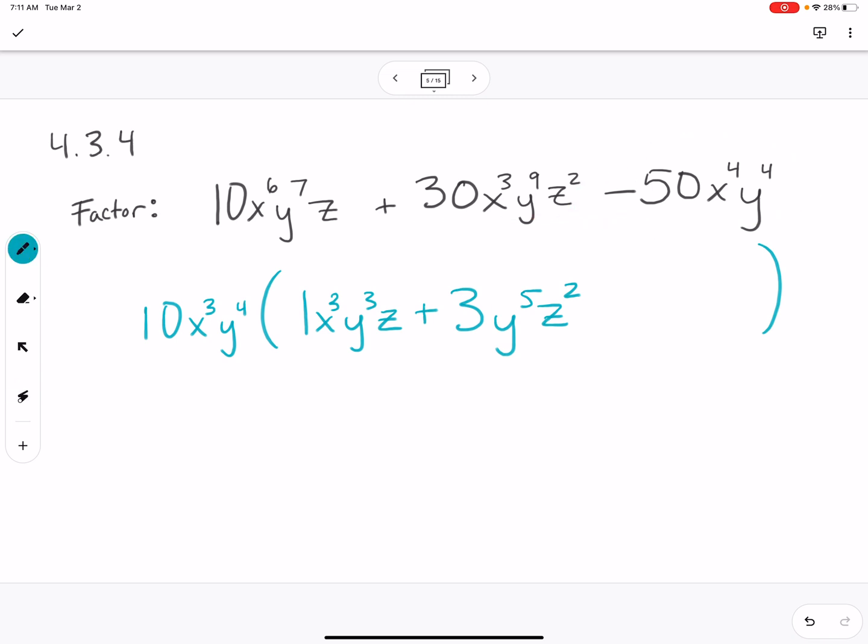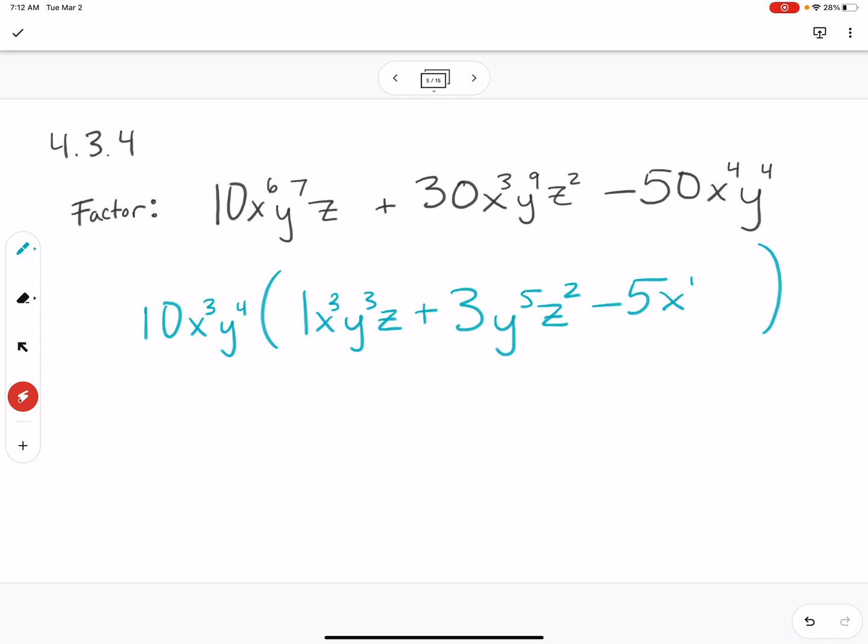So I have negative 50 divided by 10. That gives me negative 5. I had 4 x's. I took 3 out. That means I have 1 left. And you can choose to put the 1 there or not. Remember that exponent, if there is not one listed, it is assumed that there's a 1. I had 4 y's. I took 4 out. Oh, that means I'm not going to have any y's left over. So literally this term is just 5x.